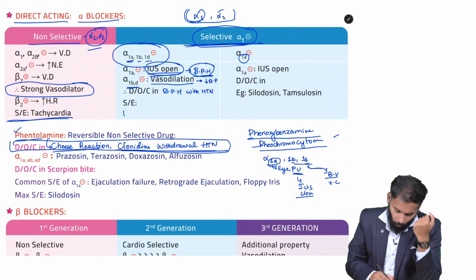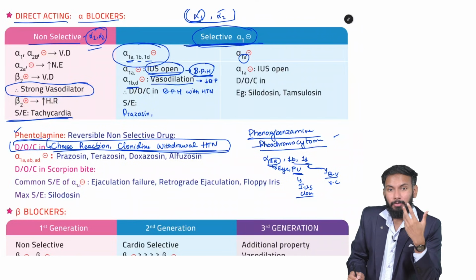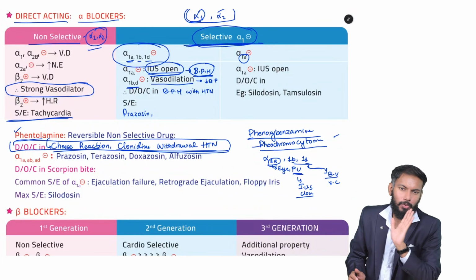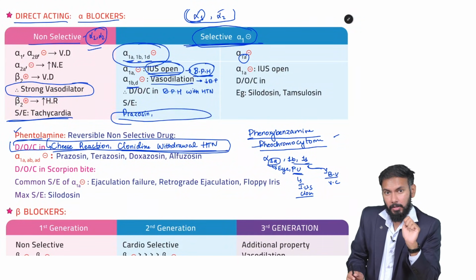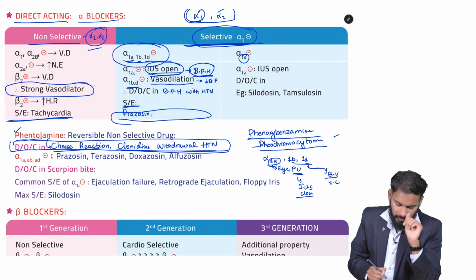Yes, what are the drugs? All these -zosins: prazosin, terazosin, alfuzosin, doxazosin, any -zosin, all of these drugs are alpha 1A, B, D blockers. Now, there is one special side effect for this. Because it is decreasing the BP, it can cause postural hypotension.